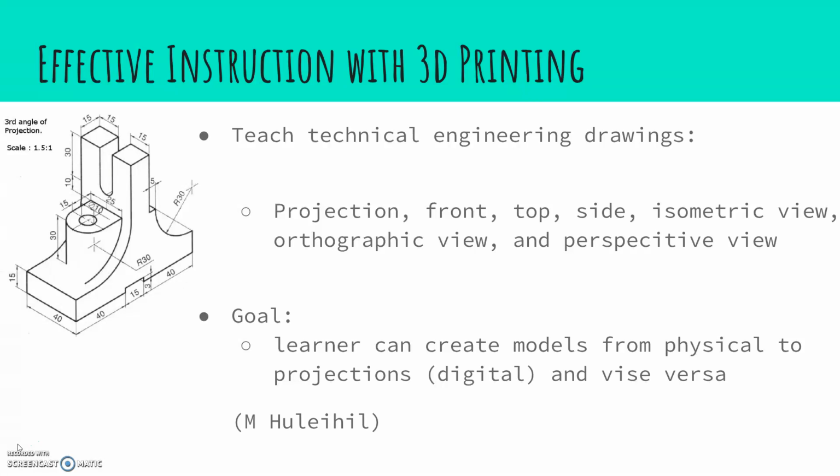And the types of projections would be the front, top, side, isometric view, orthographic view, and perspective view. The goal is that the learner can create these 3D models, whether it's starting from the physical projections to the digital form, or vice versa, from digital to the projections. So seeing it in both angles, both ways.